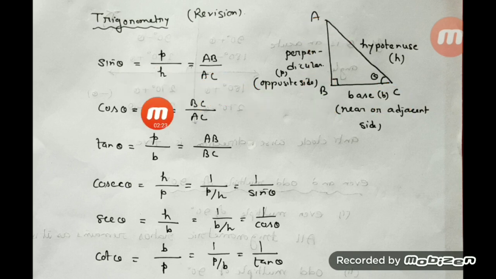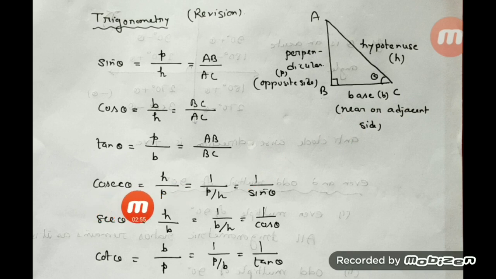After sine theta, next we have to know what is cos theta. Hope you remember all these things, but listen carefully so that you can easily remind all these things. So cos theta is equal to what? Base by hypotenuse. What is your base? Base means near side. So BC. And hypotenuse is the side opposite to right angle, that is your AC. Then I hope you remember what is tan theta. Tan theta is P by B, that is perpendicular by base. Perpendicular is your AB and the base is BC.